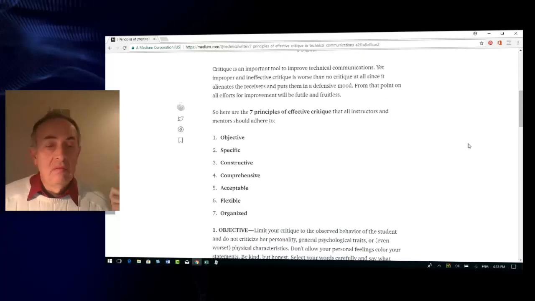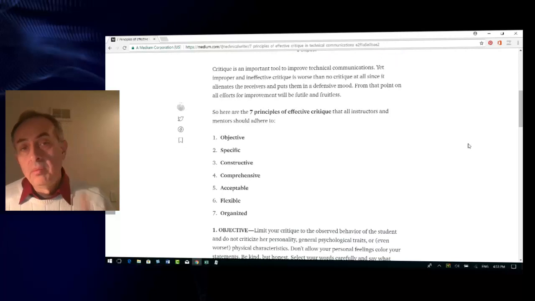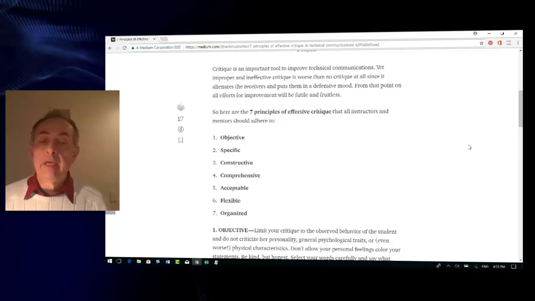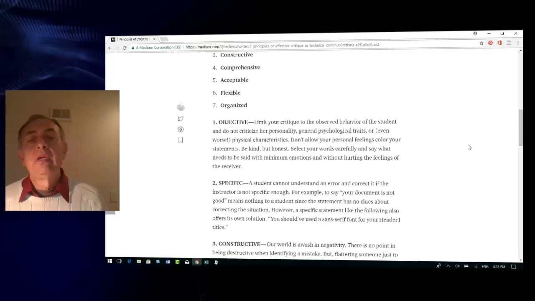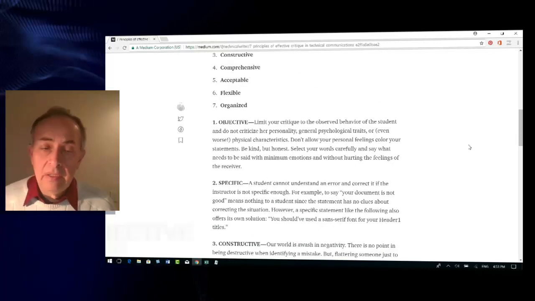A quick rundown: a critic should be objective, specific, constructive, comprehensive, acceptable, flexible, and organized. Now, let's go into the details a little bit.